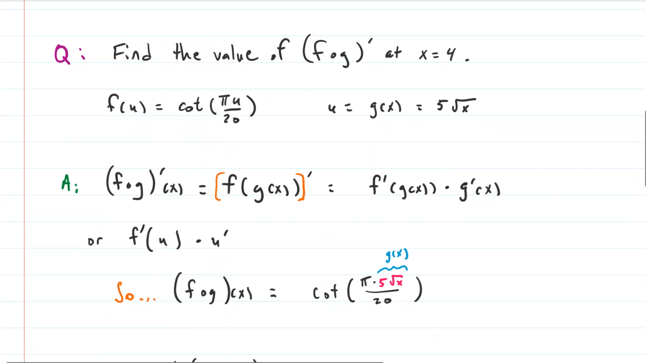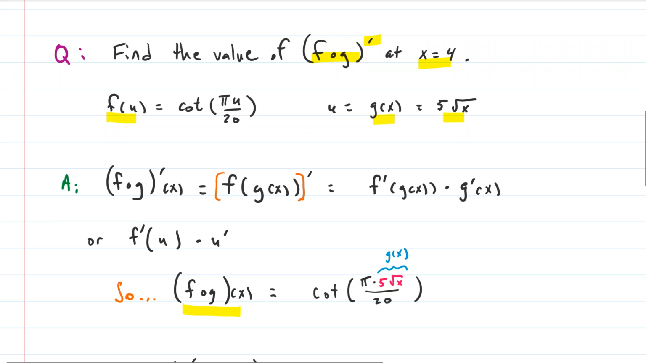So here's the question for you. Find the value of f of g prime evaluated at x equals 4. So if they give you f, for example, is cotangent of pi over 20 times u, and then they give you the g function, which is 5 times root x. We probably want to know what exactly is f of g before we can find its derivative.